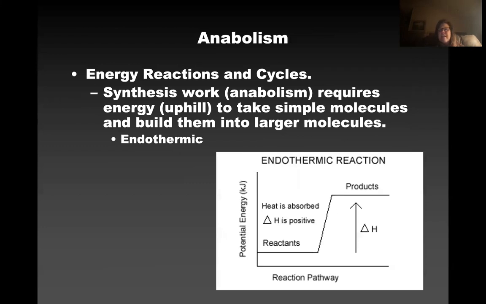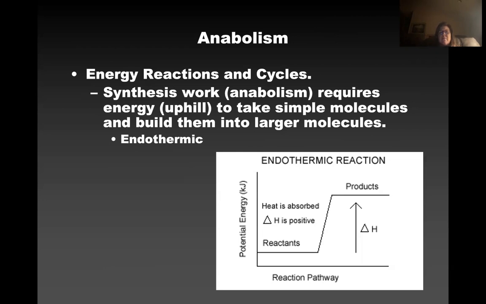We have a term called anabolism. Remember, we talked about anabolism, like anabolic steroids building things up. And when we look at these things, when I get back, I'm going to show you a couple demonstrations of these types of reactions.